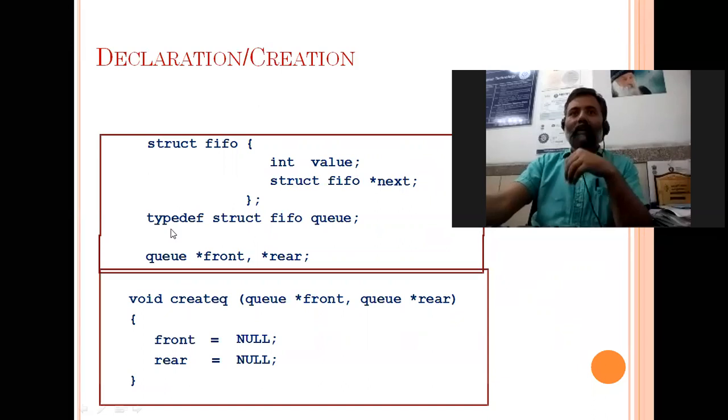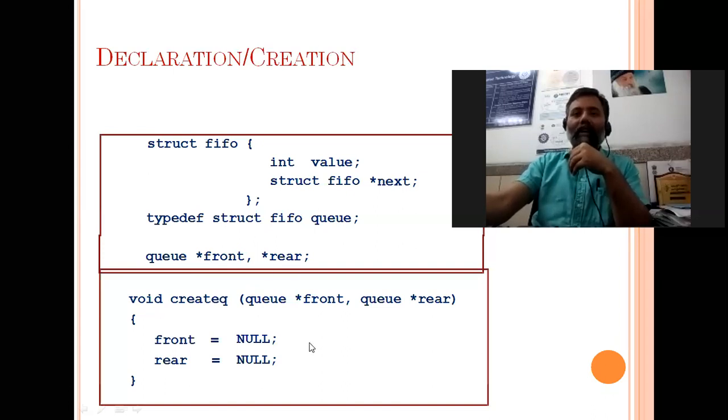Next, we are typedefing this. We are using typedef struct FIFO as queue. So whenever we write queue, it will be converted into struct FIFO. Again, we are taking two pointers, front and rear. So this is the declaration of these two pointers.